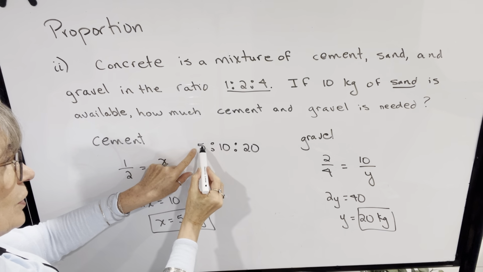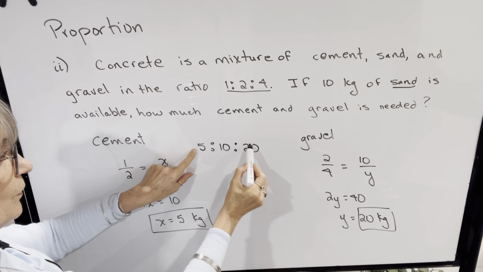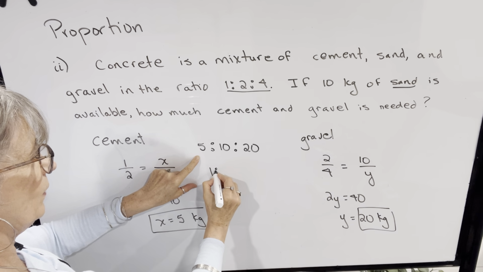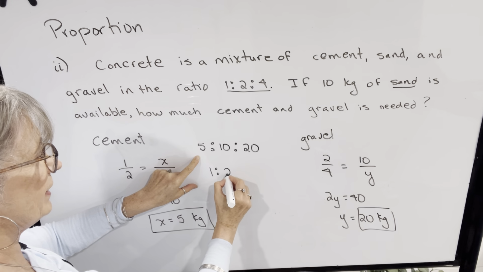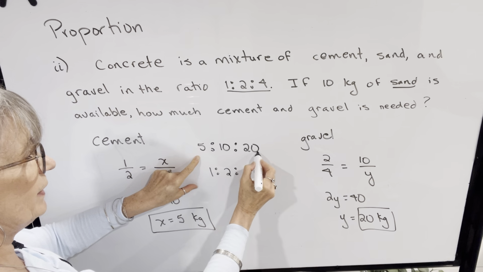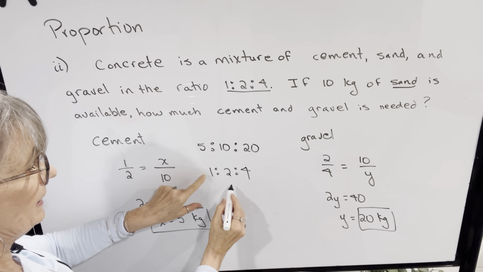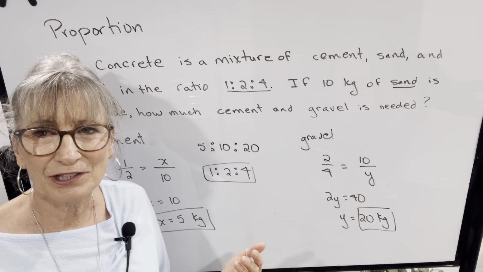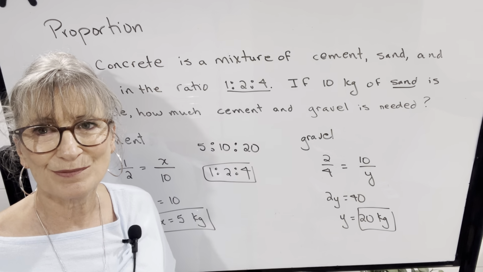Well, let's look for the largest number that divides evenly into all 3 numbers, and that number would be 5. When we divide 5 by 5, we get a 1. When we divide 10 by 5, we get 2. And when we divide 20 by 5, we get 4. So it does reduce to the correct ratio. However, my method might look a little bit different than what you might see in your textbook.